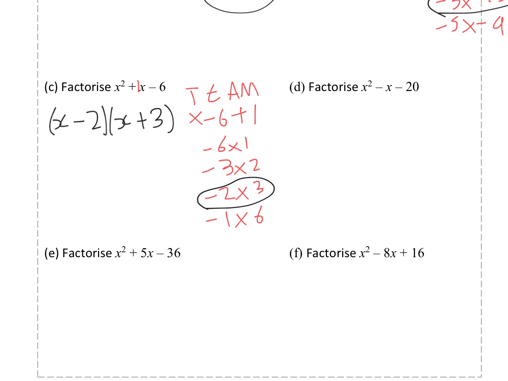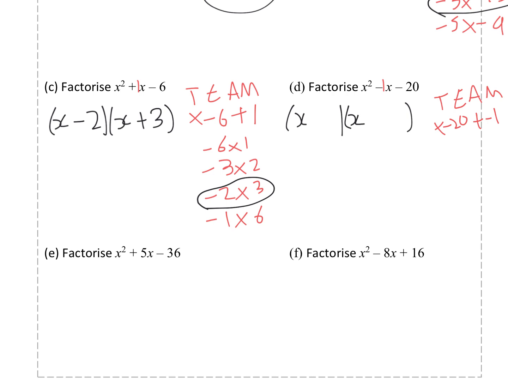Part D, x squared minus x minus 20. If we factorise that, again, straight into the double brackets because there's no common factor. Put x at the front because the x times x will give us the x squared. And then work out the other two numbers using our rule. That means times to give the end number, minus 20. Add to give the middle number. And what's the middle number this time? Minus x. That's like having minus 1x. So add to give minus 1.